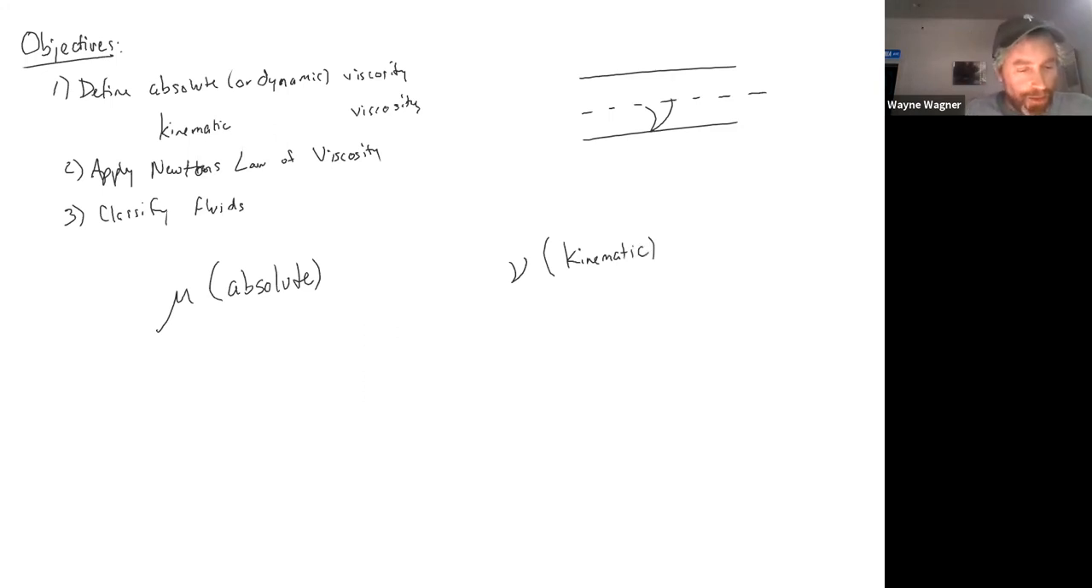The relationship between these two is just a mathematical equation. So the relationship between these two looks like this: mu equals rho times nu. This is pronounced nu.